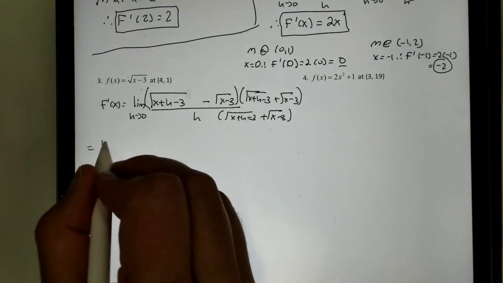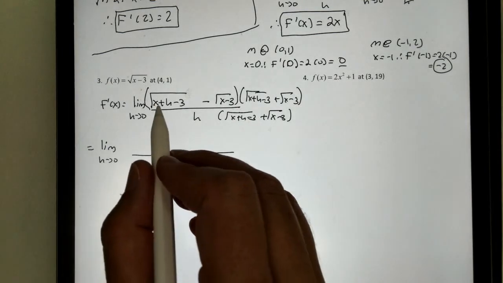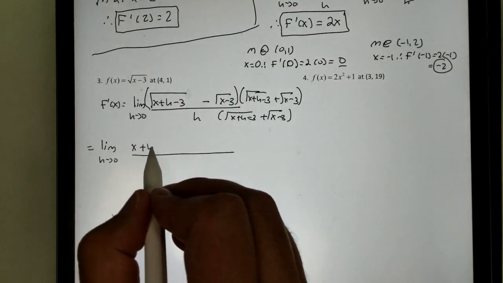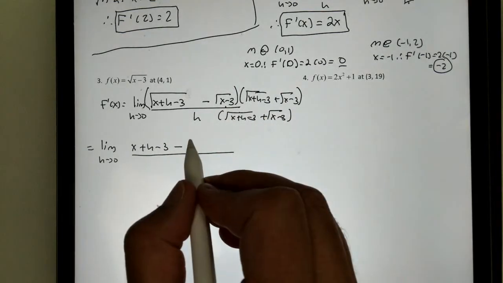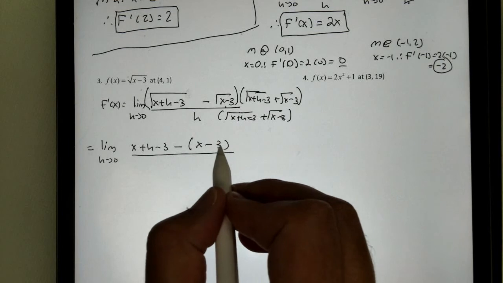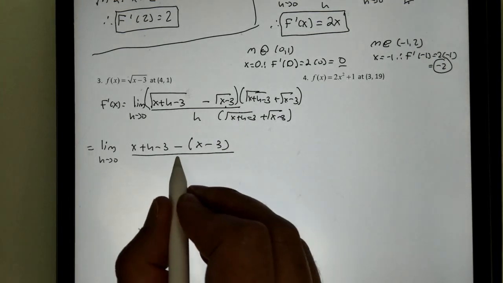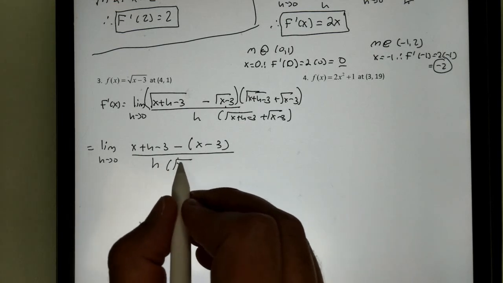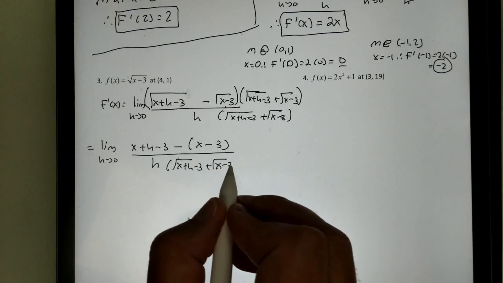When we simplify this, the whole purpose of multiplying by the conjugate is to get rid of the square roots. So this becomes x plus h minus 3 minus the second term squared, so I would put that in parentheses, x minus 3, over h times the square root of x plus h minus 3 plus the square root of x minus 3.